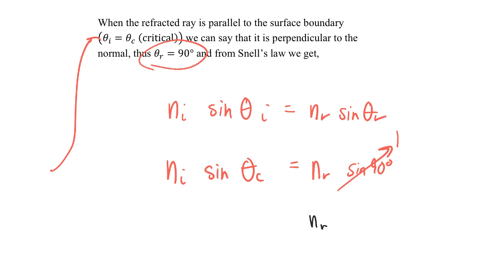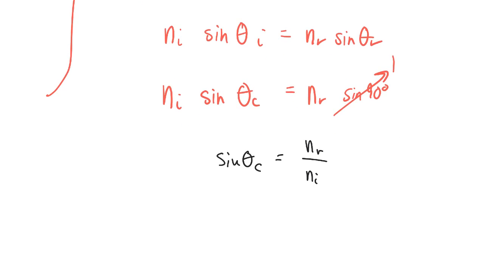Divide by ni. Good. And then sine. Then you multiply both sides by sine negative 1. Very good. So let's take the sine inverse of both sides. So theta critical is the sine inverse of nr over ni.